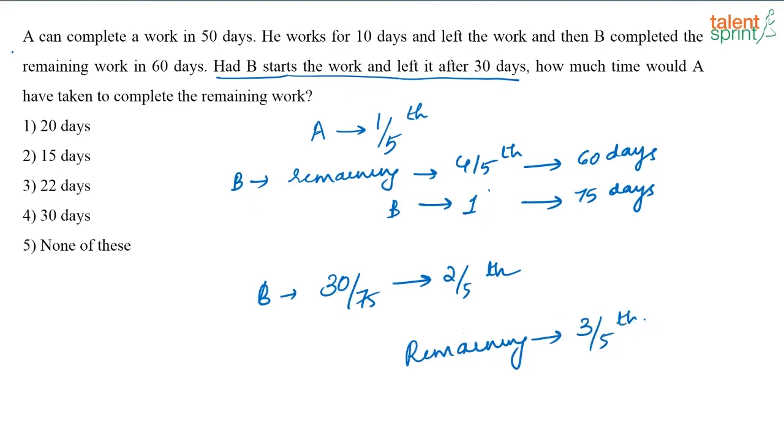Now this work has to be done by A. In how many days will A do it? I know A can do 1/5 of the work in 10 days. So 3/5 of the work A will do in how many days? 3 into 10, 30 days. Right? So the answer for this question will be option 4, 30. Is it clear? Is any further explanation needed for this question? It's very easy, right? If you consider these fractions, solving this is very easy. Don't use any other method to solve this question. I think this is the easiest way to approach it.